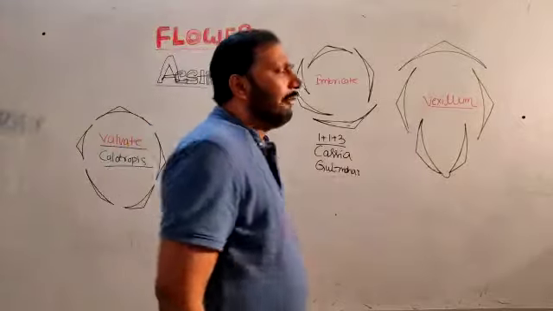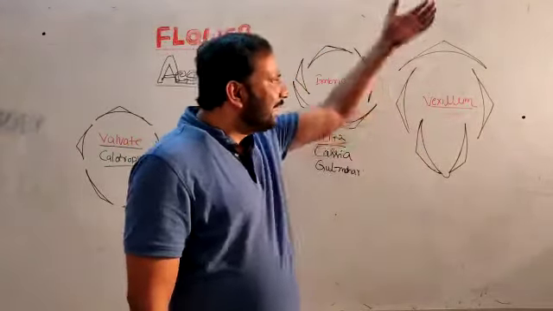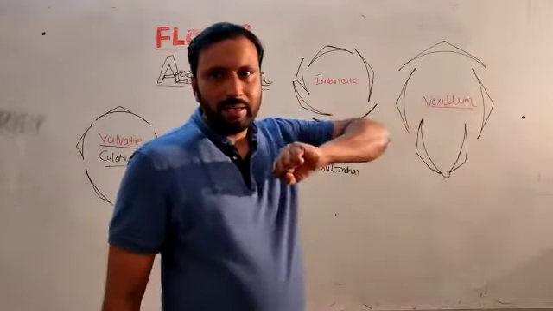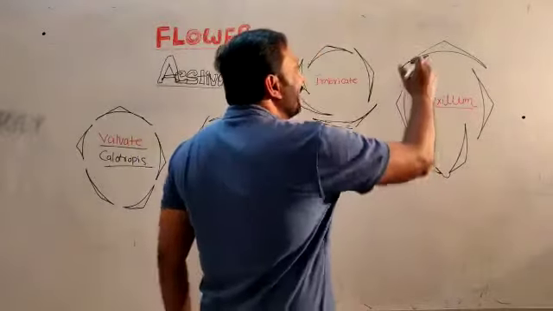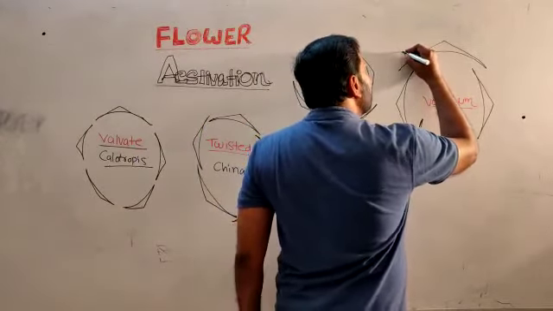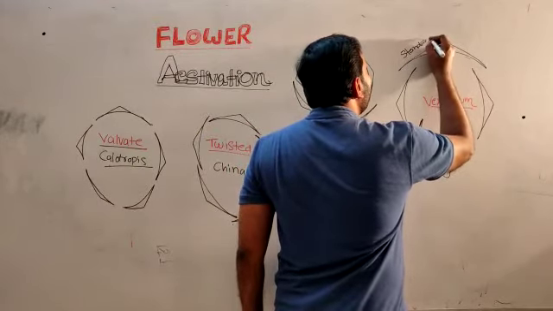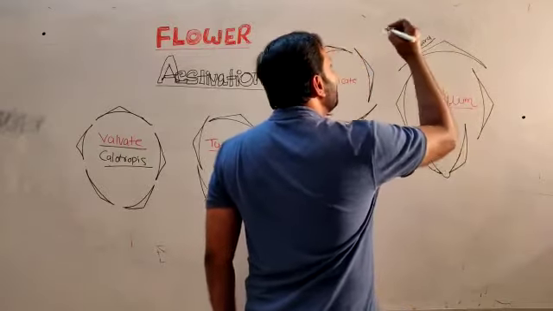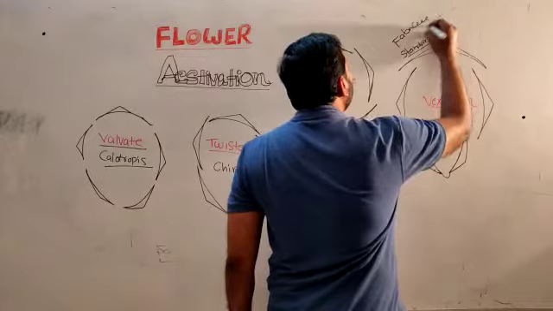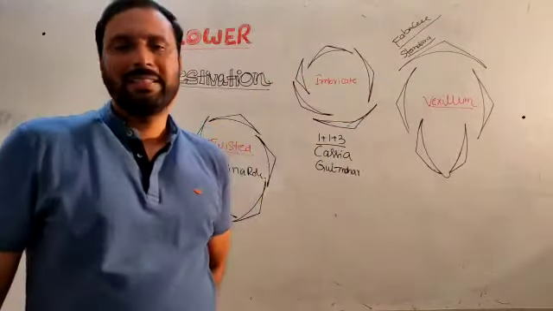And the next one is vexillary. Vexillary is nothing but descendingly imbricate. But here five petals are there. Of these five petals, one petal is completely outside. This is the largest petal, called the standard petal. This vexillary aestivation is generally present in Fabaceae family members, the Leguminosae family members.